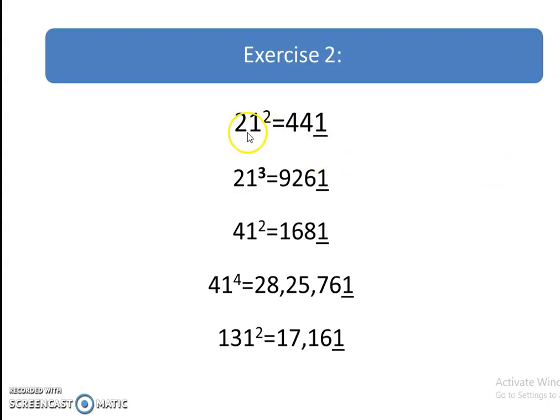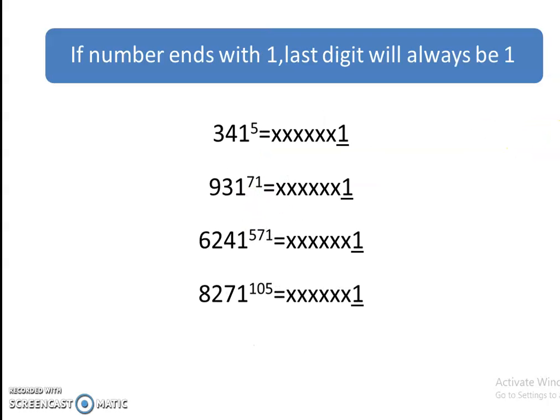Now let's do another exercise. Here we are calculating 21 squared, 21 cubed and so on. Here the pattern follows as: the number we are getting after calculating the power ends with 1. So here we can conclude that if a number ends with 1, the last digit will always be 1. So from this point we can write: last digit 1 when the number ends with 1, regardless of any power, right?